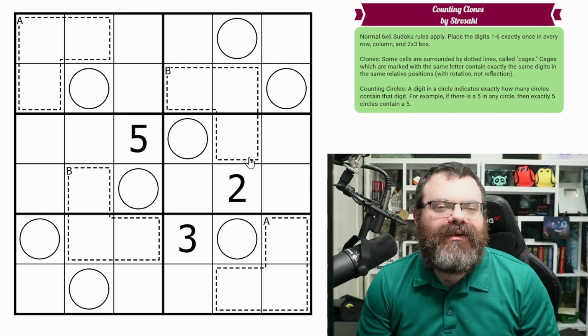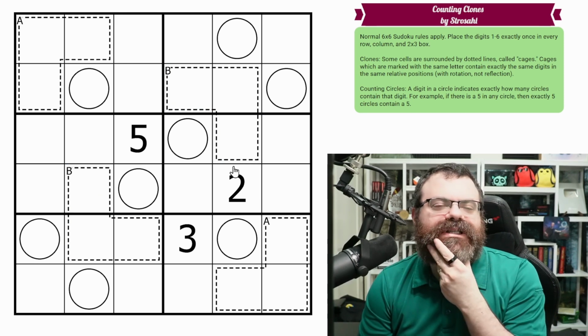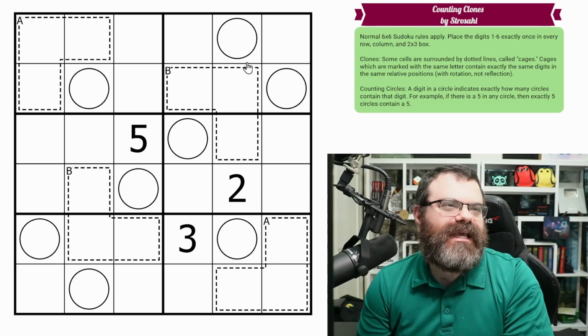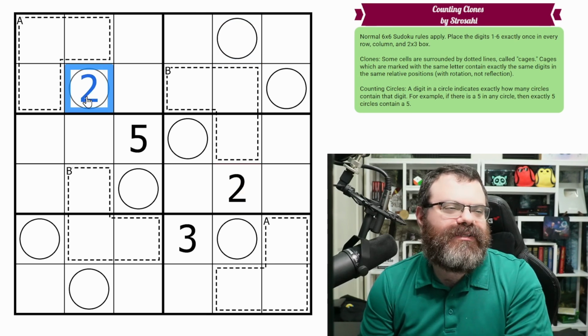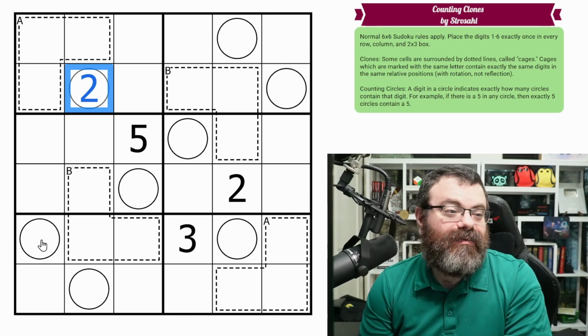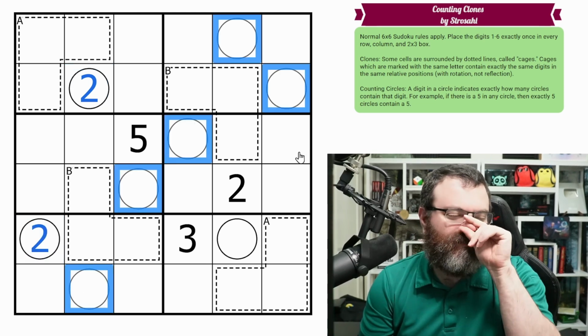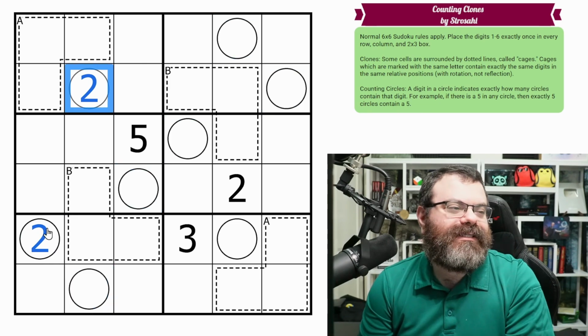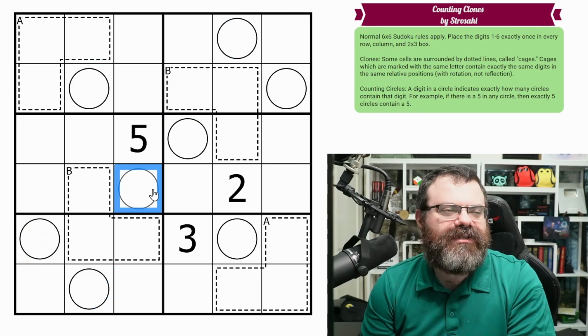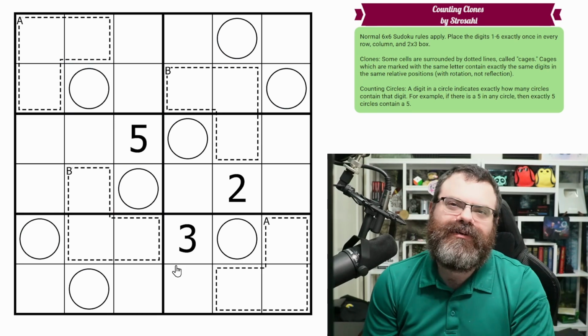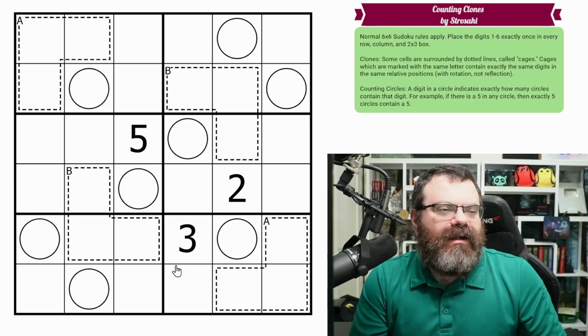All right. And then we also have counting circles. So a digit in a circle indicates how many circles contain that digit. So for example, if I have a 2 in any of the circles, then I need exactly 2 2s in all the circles. So maybe another 2 right there. And now I'm not allowed to put any other 2s in the circles, even if I wanted to, because there'd be exactly 2. So if a digit appears in a circle, it appears that many times. If it doesn't appear in the circle, then it doesn't appear in the circle, and that's fine. All right, and that's it.